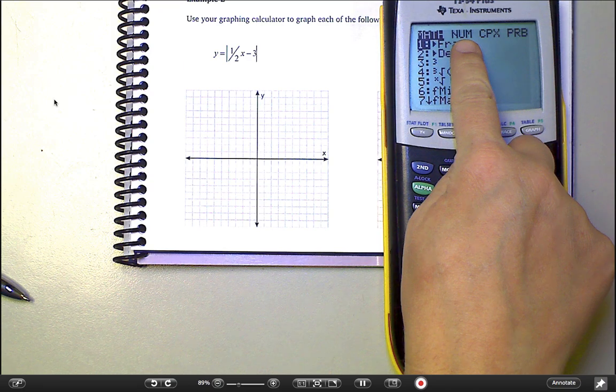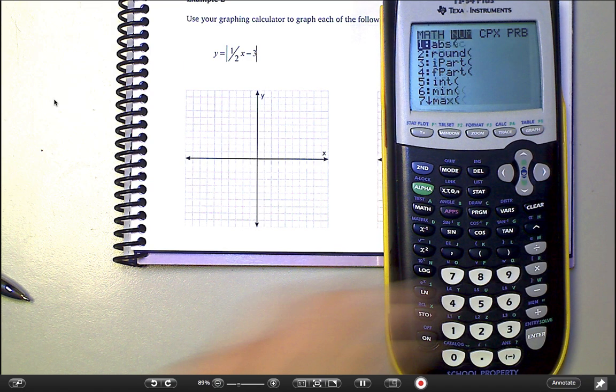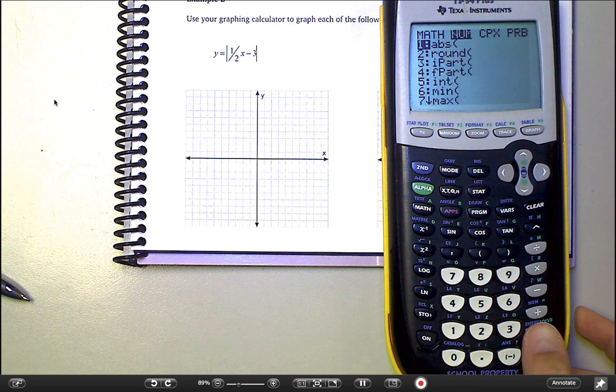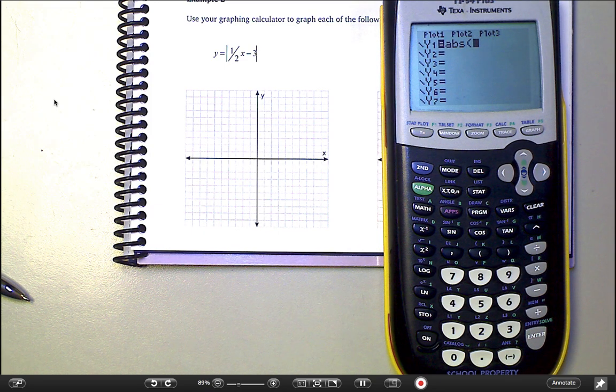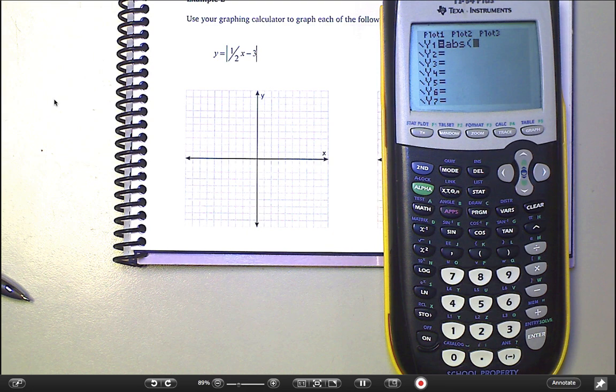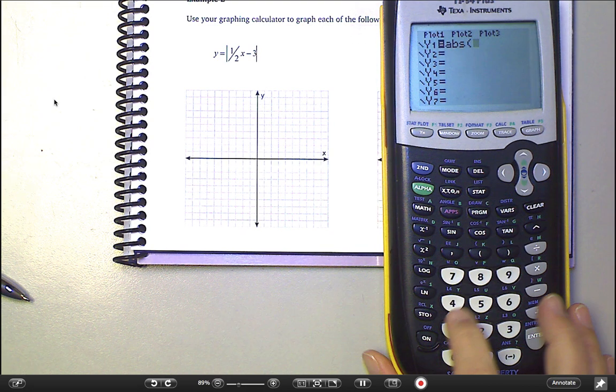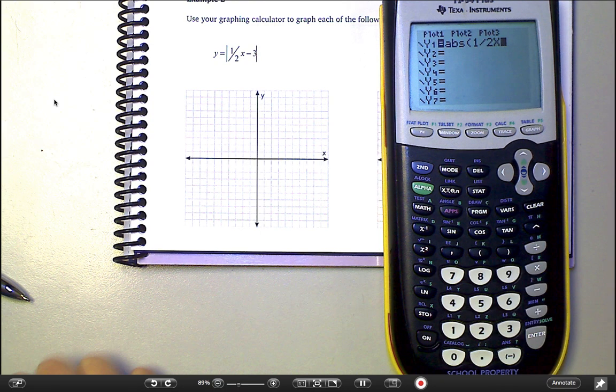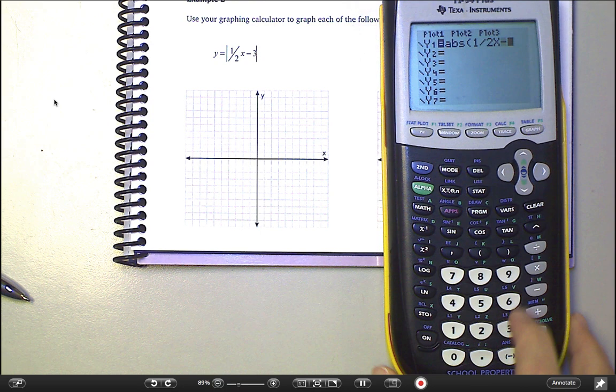And then to get those absolute value brackets in there, you're going to go to the Math menu, go over to Number, NUM, and that very first thing, ABS, that's absolute value. So I'm going to hit Enter. Now on mine, it just came up as ABS, and then I can type in whatever I want. On yours, it may come up as actual brackets, okay? So we're going to type in 1/2, so 1 divided by 2, x minus 3.